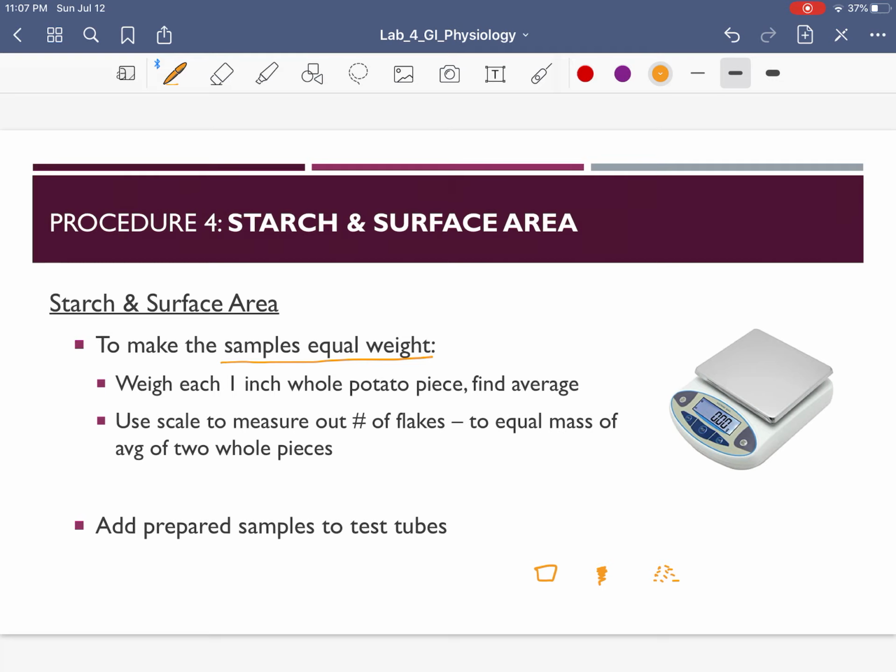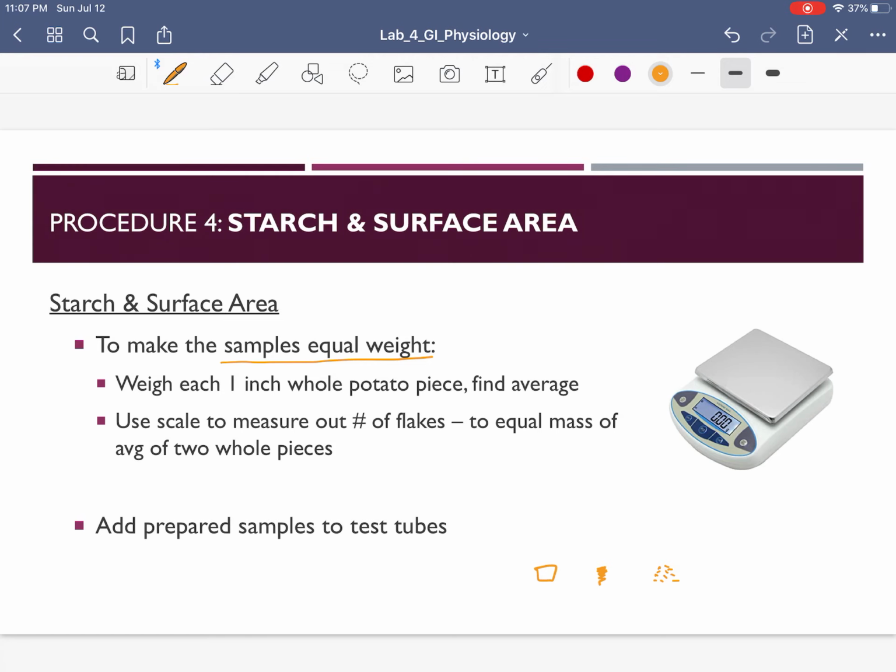If I had different weights of these samples, the enzyme would be acting on it differently, because one piece might be big, one piece might be small. The same amount of enzyme on a bigger piece is not going to be able to break down as much. So we have to have the same amount of enzyme being added and the same amount of weight of each food.